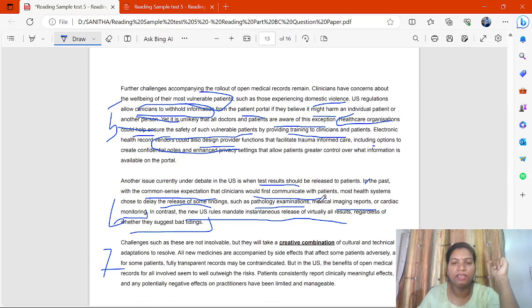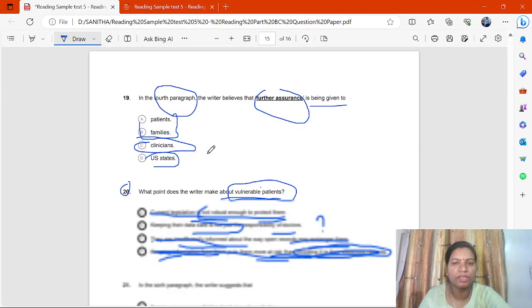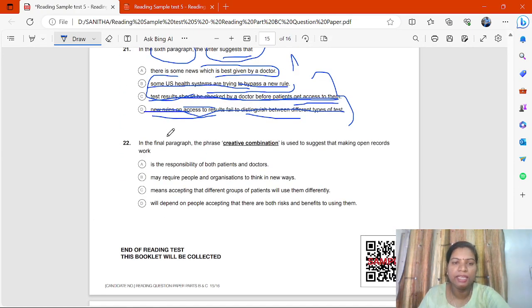Okay, communicate clinician. It is a common sense expectation that the clinician would first communicate with the patient. That is the suggestion the doctor writer is saying here. Okay, you got the point. In the final paragraph, some phrases also we'll get in OET Reading Part C. We have to find out the answer.